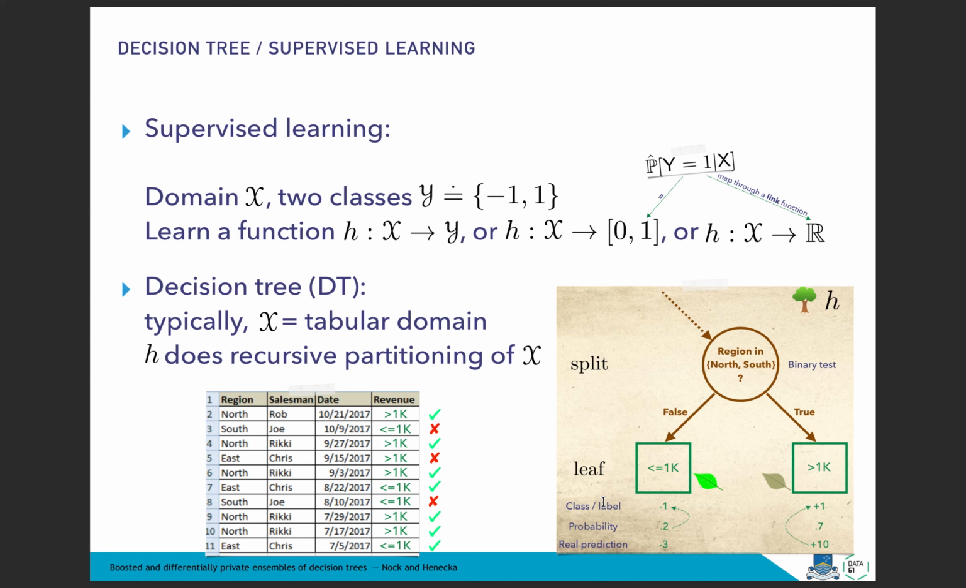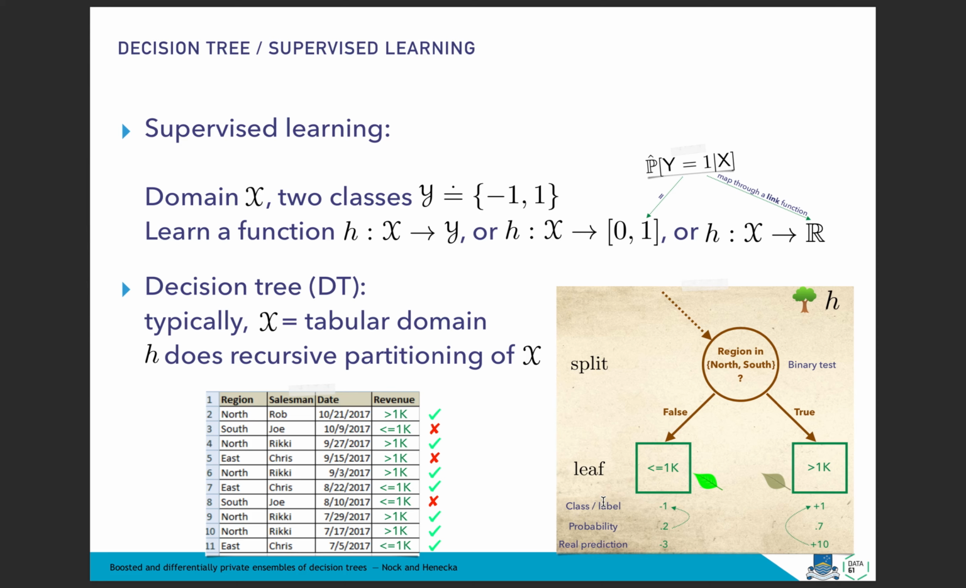So supervised learning is the problem of learning functions mapping observations from a domain X to classes. We have two classes, -1 and 1. Alternatively, the models can output estimated probabilities for the probability that Y equals 1 given X, or eventually real values. A decision tree is just a particular way to implement these kinds of functions with a very simple recursive partitioning of the domain at hand.